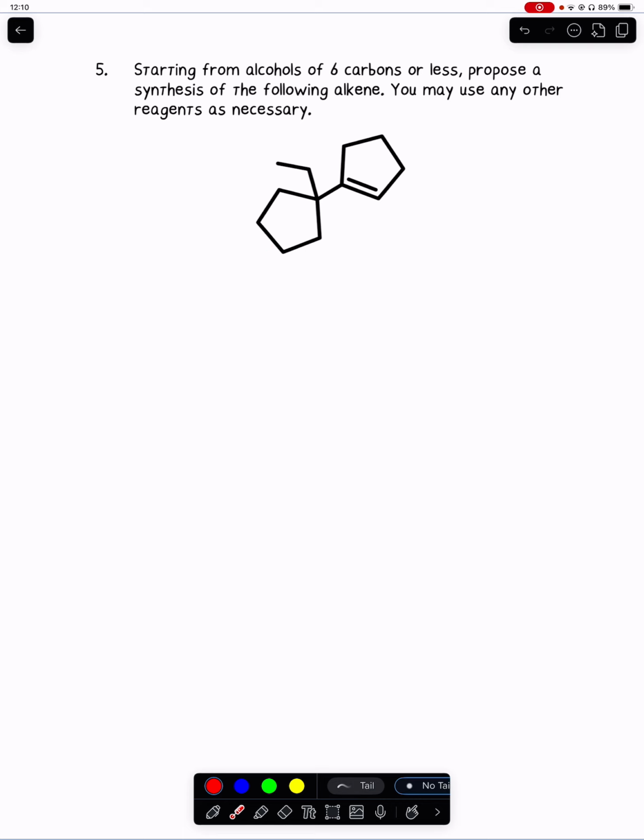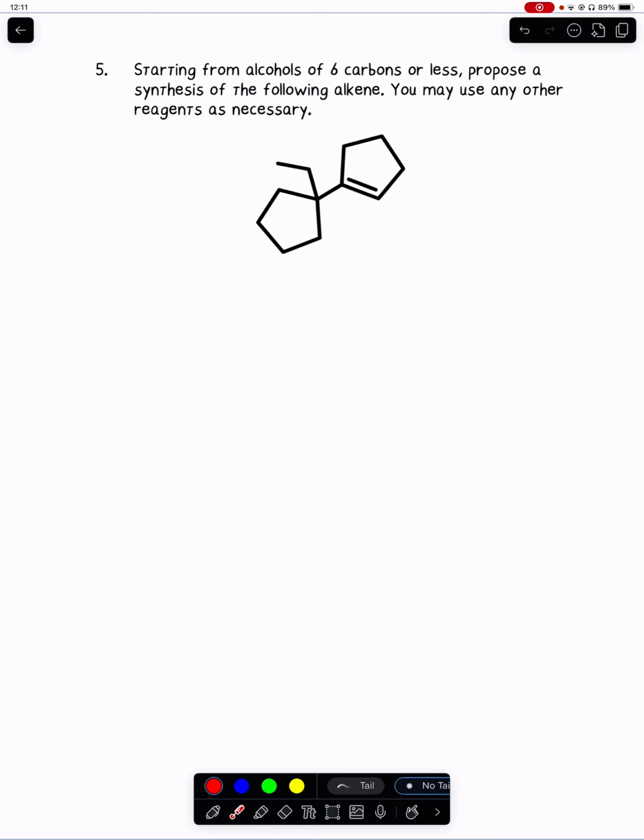That should tell you that you're probably going to use some carbon-carbon bond forming reactions using things like Grignards or organolithiums. Now, keep in mind, every time you do those reactions with Grignards or organolithiums, you're typically doing them to some sort of electrophile, like an aldehyde or a ketone. The result is always some sort of alcohol. So what we're going to do here is we're going to try to work our way back to alcohols.